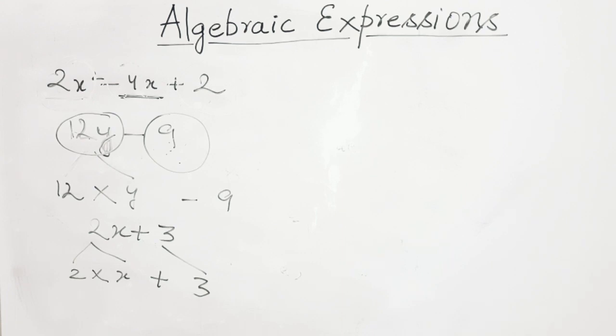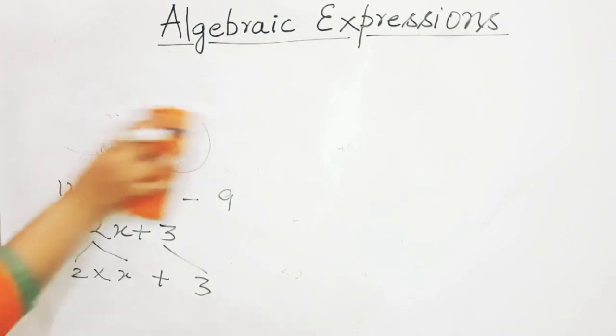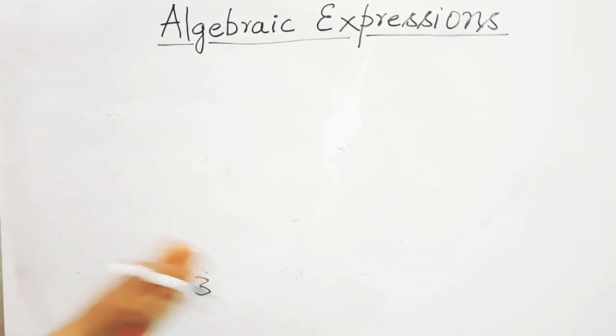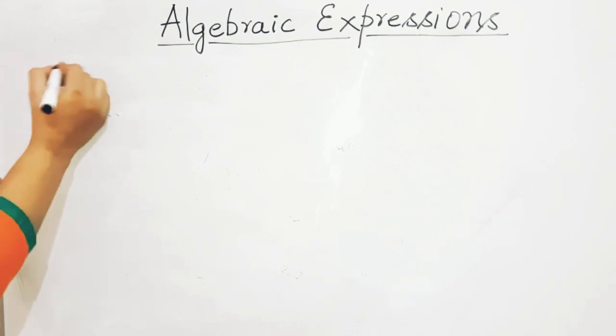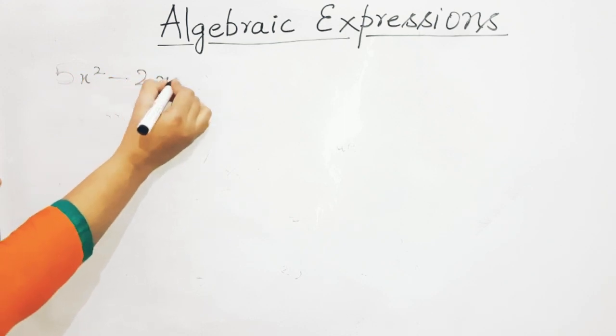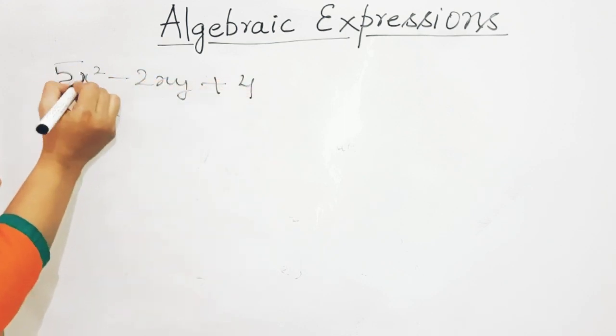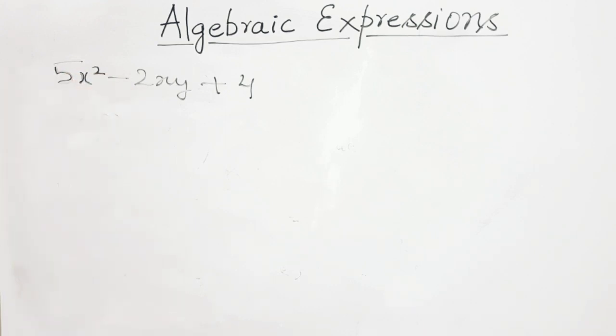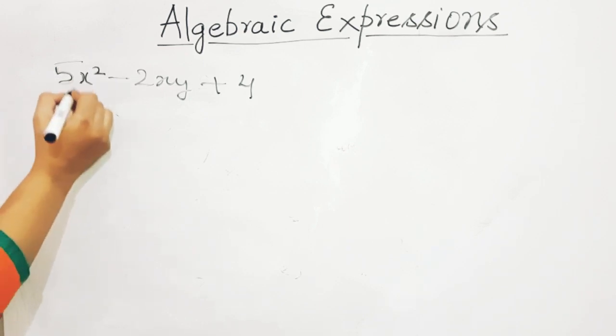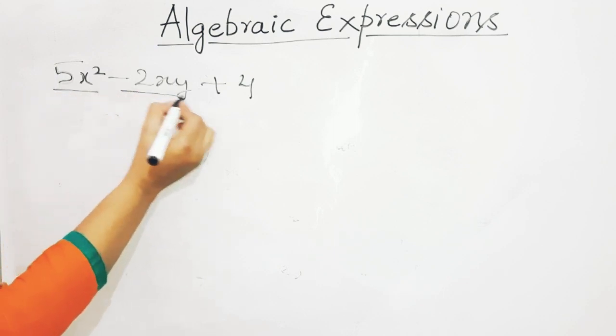Now let me explain the factors and coefficients. So please pay attention, students. Factors are the terms of an algebraic expression that consist of a product of constants and variables. Each term of an algebraic expression. Now let me take examples to explain factors, then I will explain coefficient. I will write one algebraic expression, 5x square minus 2xy plus 4. Out of this algebraic expression, I will explain factors and coefficient. Once I write about the factors, first of all, this is the first term, second term and third term.